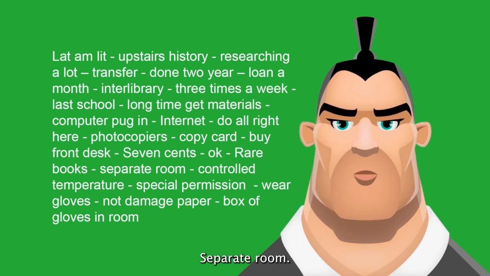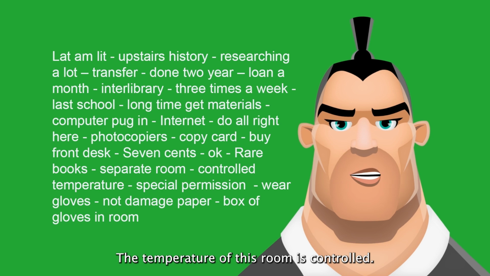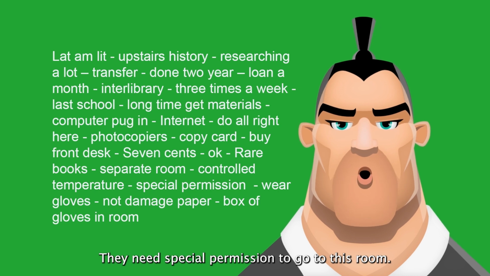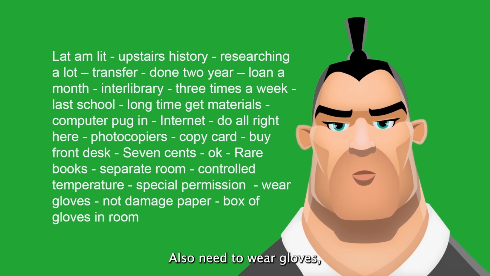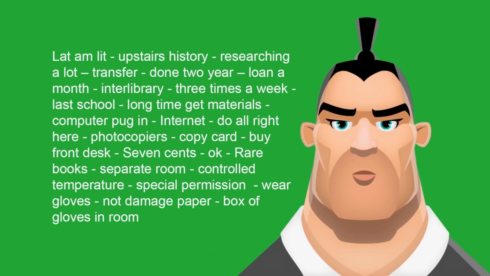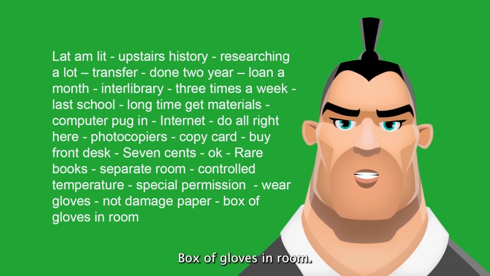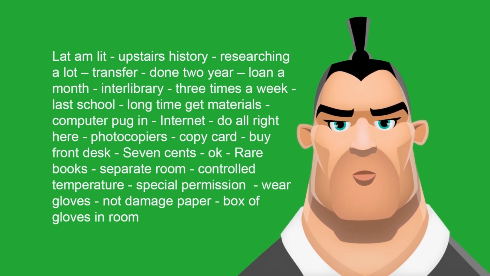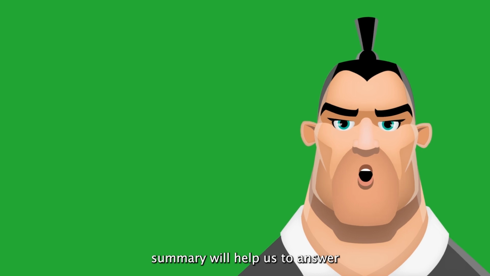Separate room. The books are in a separate room. Controlled temperature. The temperature of this room is controlled. Special permission. They need special permission to go to this room. Wear gloves. Also need to wear gloves. Not to damage paper. This precaution is to avoid damaging the paper of these books. Box of gloves in room. Because there is a box of gloves in this room. We may even miss some details, but making a schematic summary will help us to answer several of the questions and perhaps even all of them.